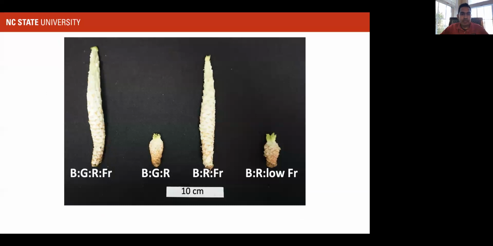Now look at the plants when we harvest them. Here you have plants with the blue, green, red, and the blue, red, and low far red, with the stem size of these being normal. And then you have those that are very, very bolted and long.